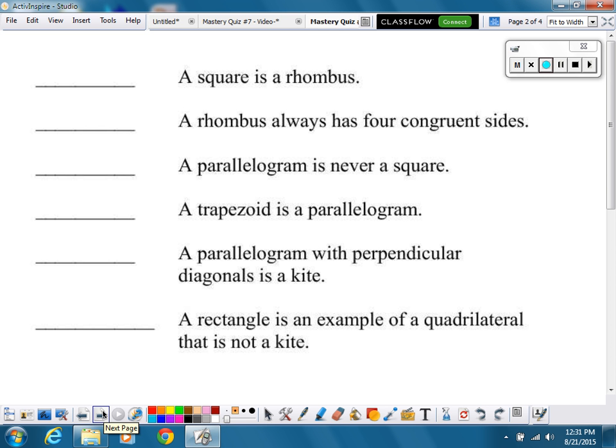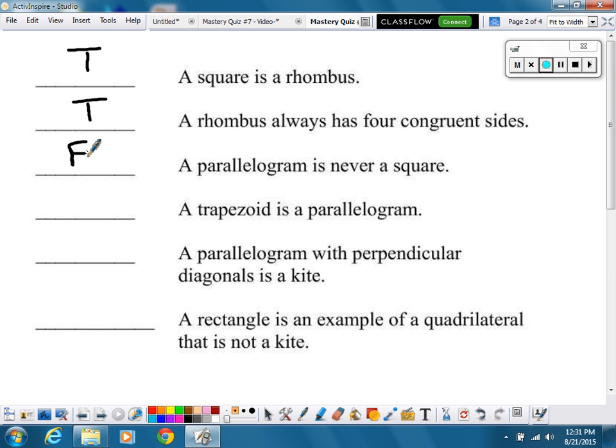Next, a square is a rhombus. Technically, that is true. It's a special rhombus because the interior angles are all right angles. Next, a rhombus always has 4 congruent sides. That would be true, and that would include the square. Next, a parallelogram is never a square. Well, that would be false.